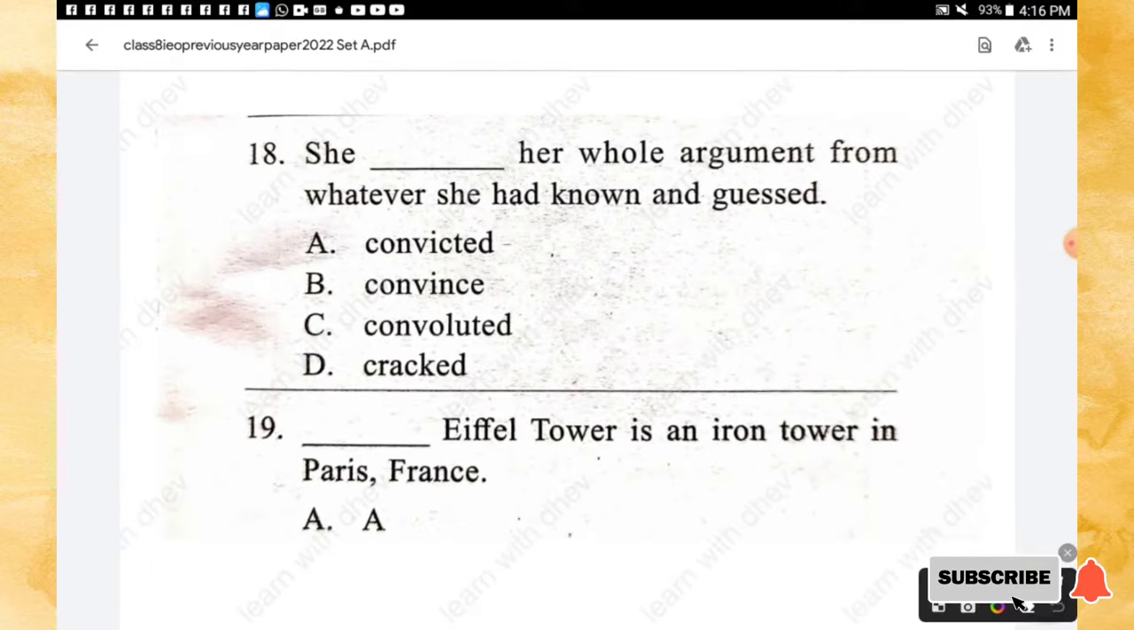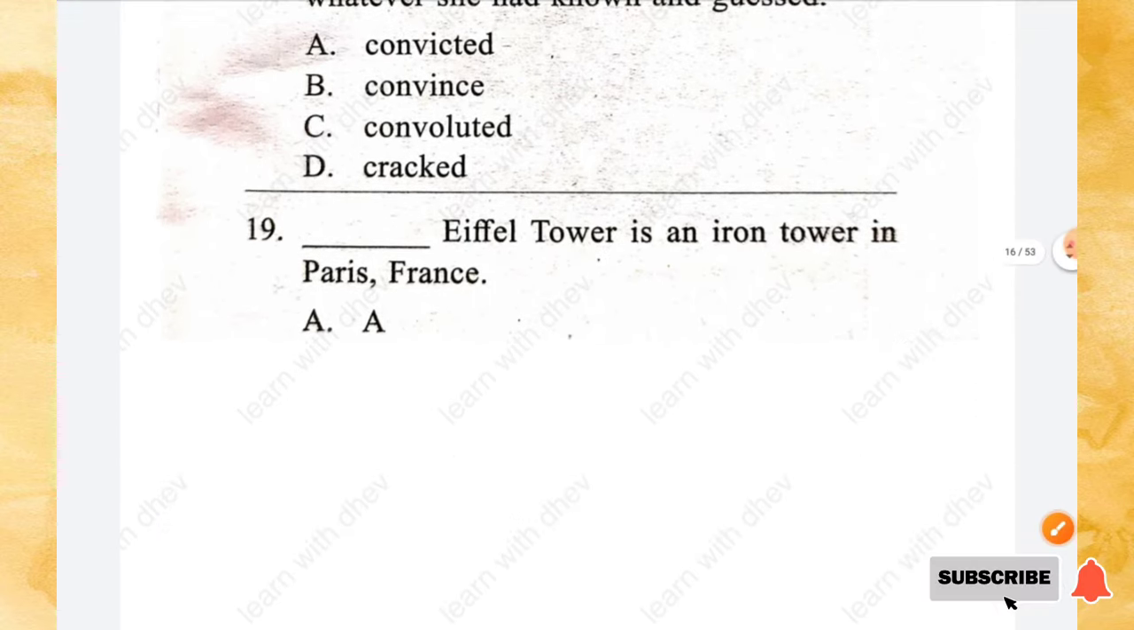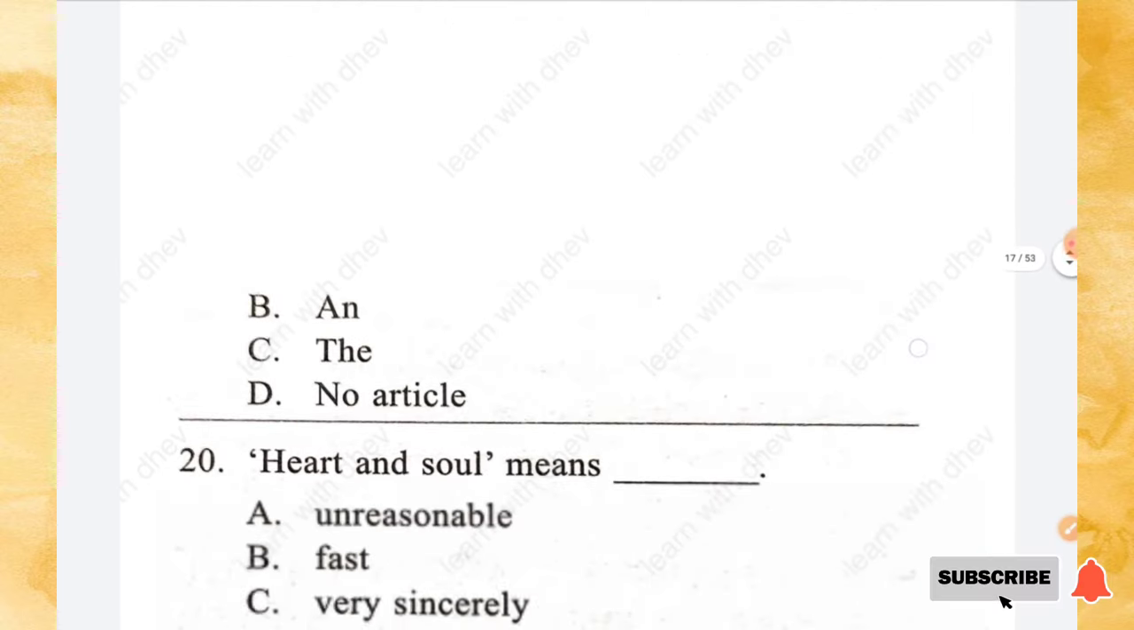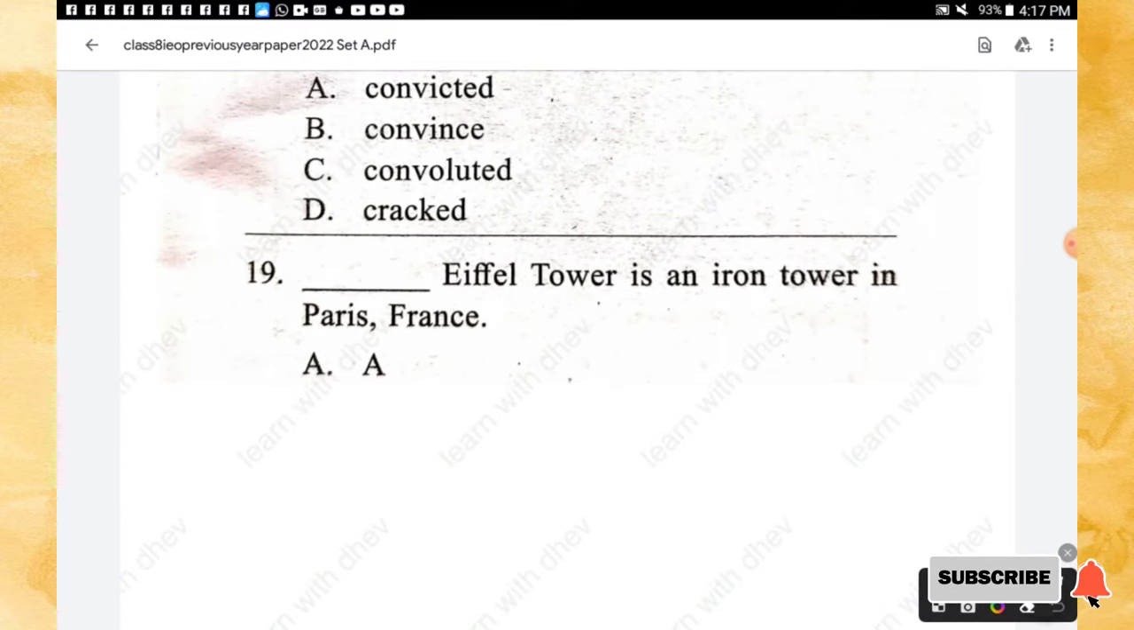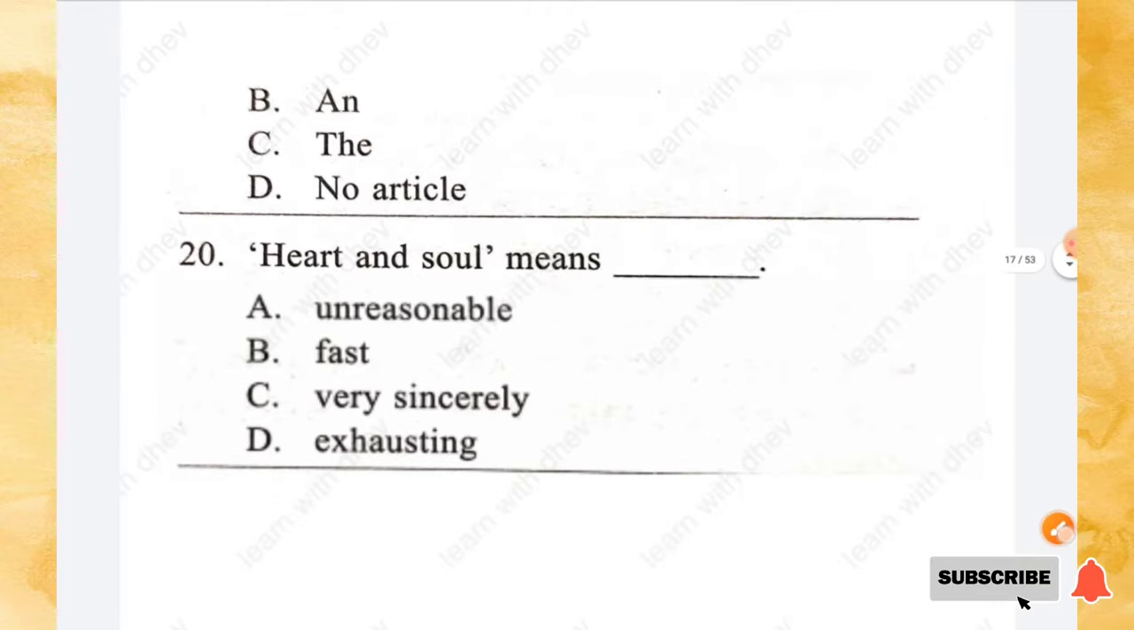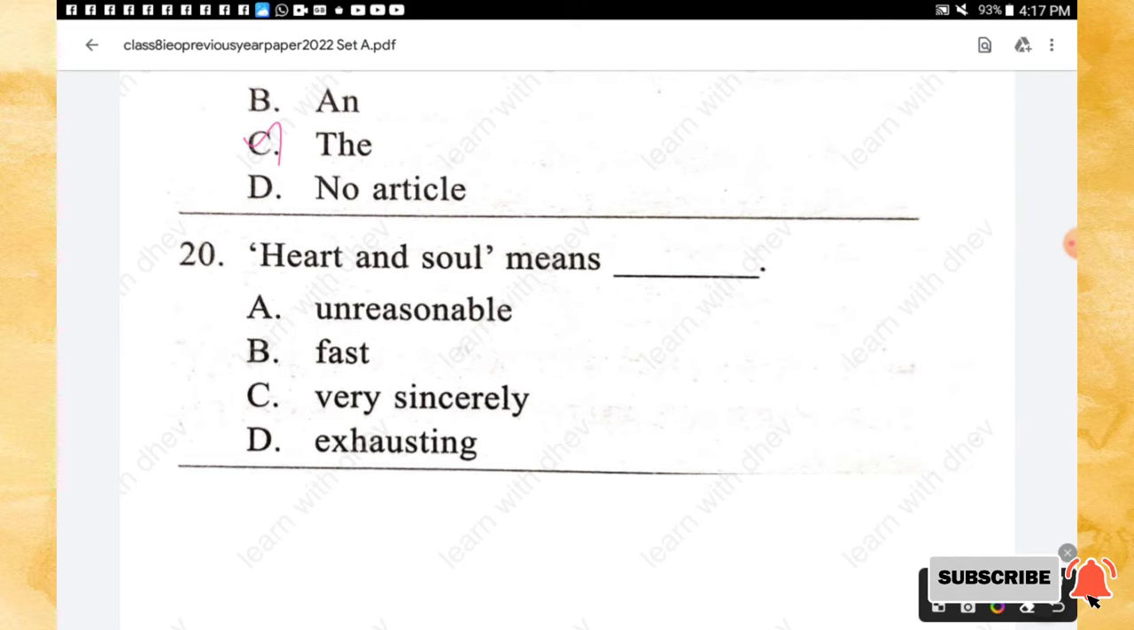Question number 18. She blank her whole argument from whatever she had known and guessed. Options are convicted, convince, convoluted, cracked. The answer is she convoluted her whole argument from whatever she had known and guessed. Option C is the right answer. Question number 19. Blank Eiffel Tower is an iron tower in Paris, France. Options are A, and the, no article. The right answer is the Eiffel Tower is an iron tower in Paris, France. So the right answer is option C. Question number 20. Heart and soul means blank: unreasonable, forced, very sincerely, exhausting. The right answer is option C, very sincerely.